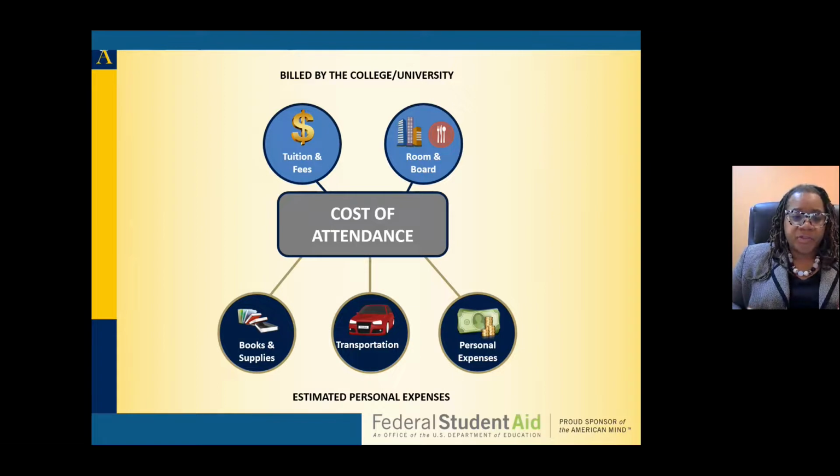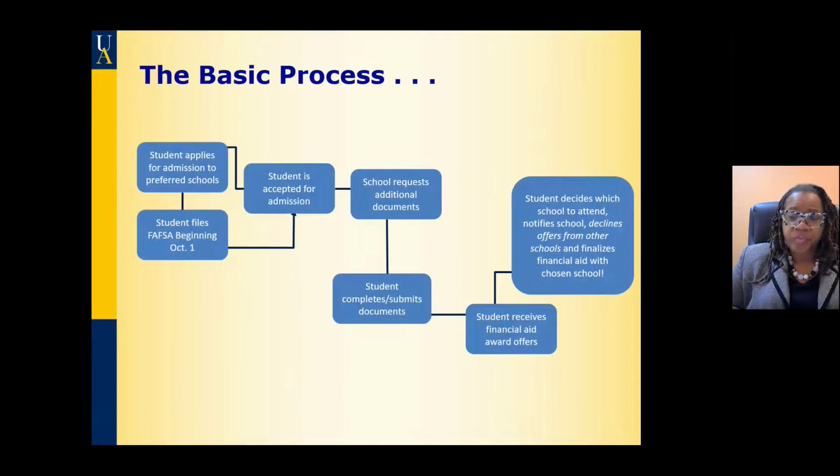So again, as you're looking at different institutions, every institution should present to you, either on their website or usually in their offer letter, that estimated cost of attendance. We're going to talk about that in a couple of slides. So what's the basic process?